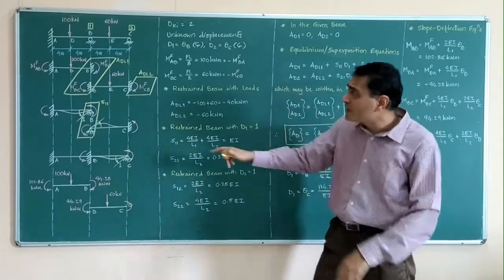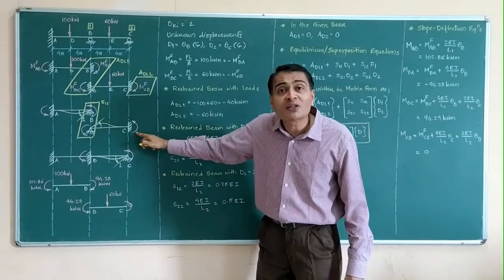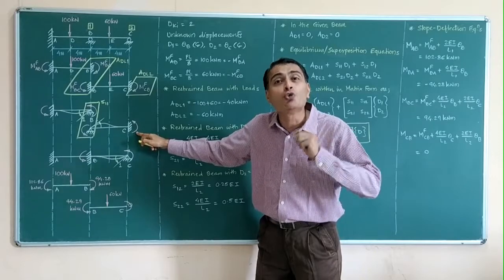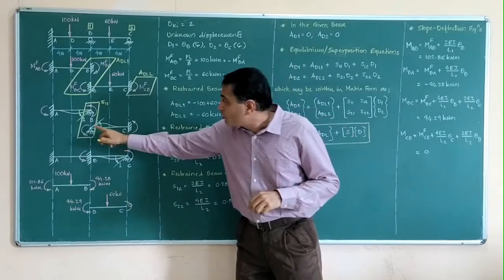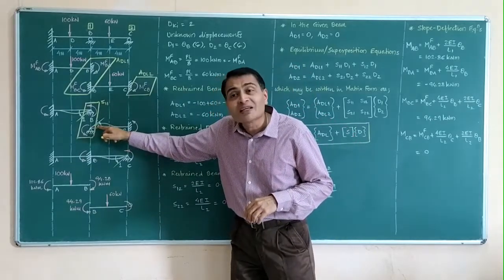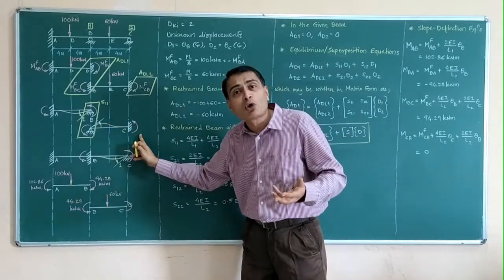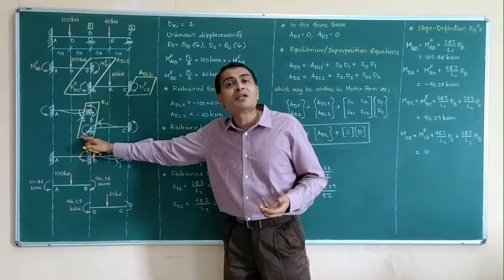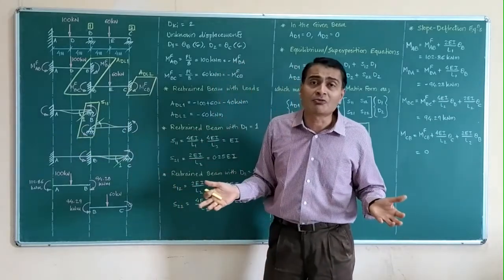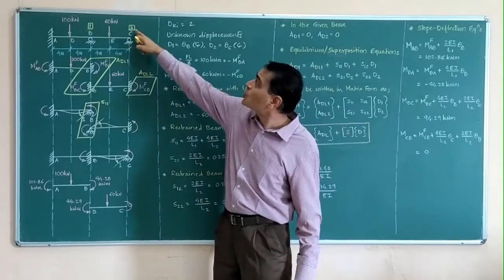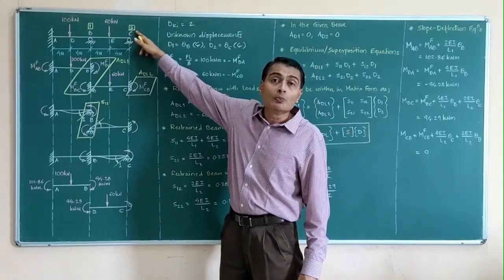In the same drawing, observe this moment generated, which is obviously 2EI upon L². When there is unit rotation here, the far end moment is going to be 2EI upon L, and the near end moment is going to be 4EI upon L. We are aware of all this. And this moment corresponds to node 2.